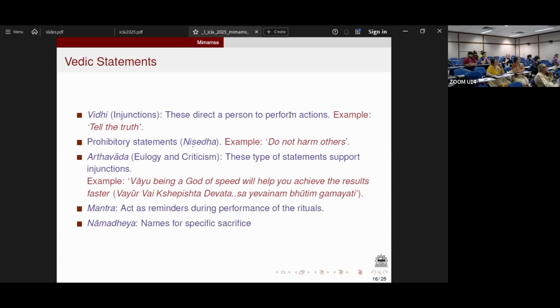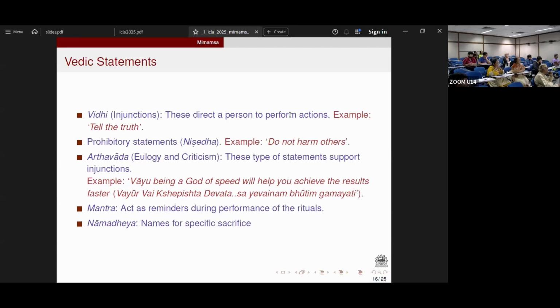Then you have this arthavada, which are eulogy and criticism. These are types of statements that support the injunctions. For instance, you have Vayu Vaikshepishta Devata. As an example, it says Vayu, being the god of speed, will help you achieve the results faster. So you pray to Vayu, god of wind, for some purpose. Okay. So why to him? Because he is supposed to have speed, right? He goes very fast. Therefore, he will deliver the result to you also quickly. So this is kind of motivating us by giving us an example of that person.